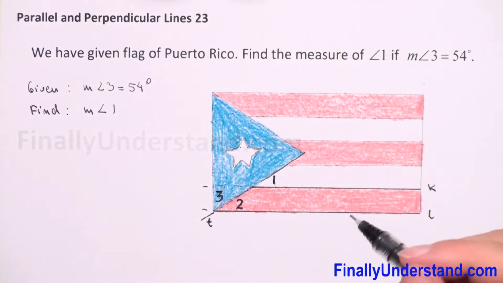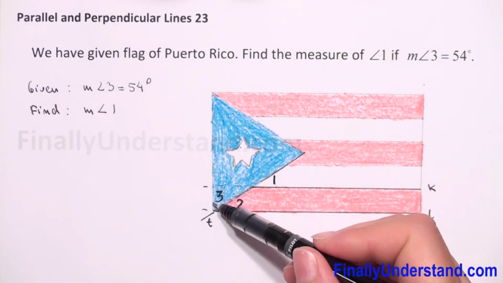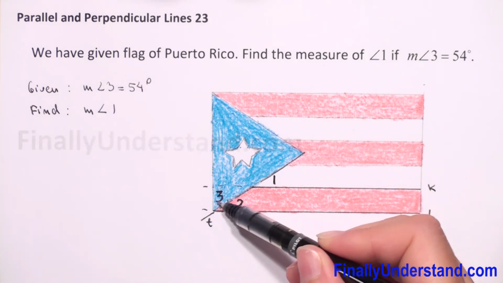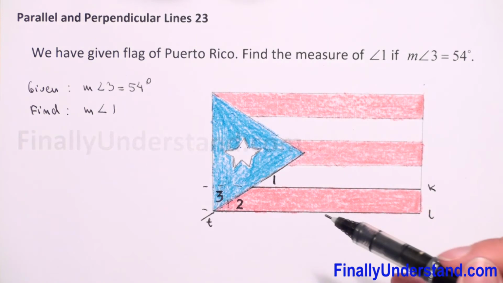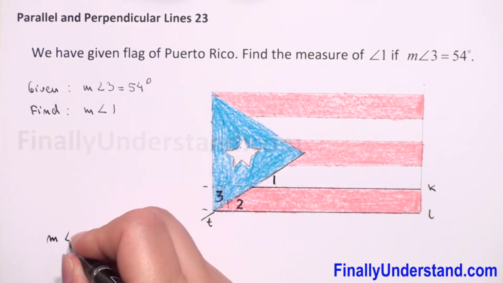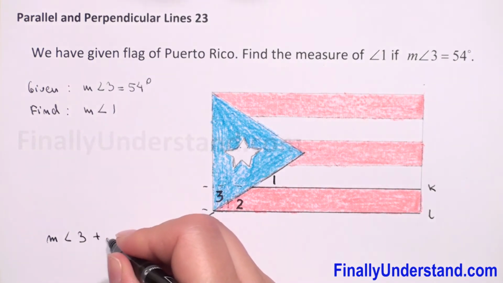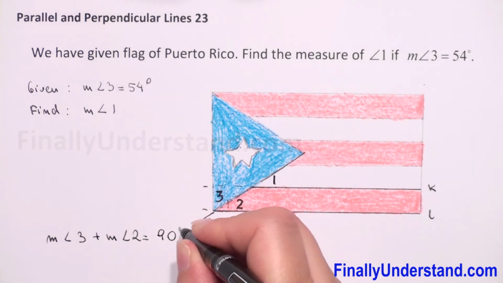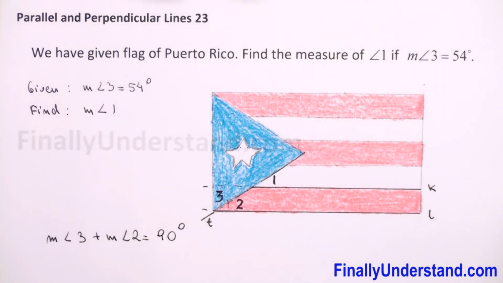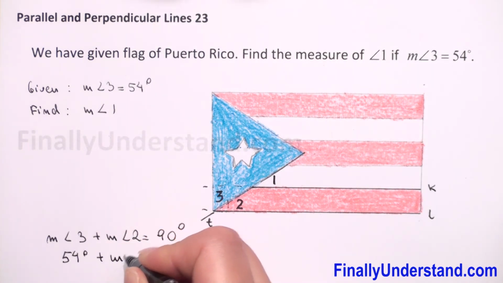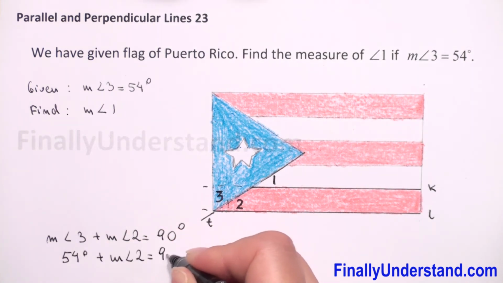What else do we have in this picture? We know that this angle is a right angle. It has 90 degrees. So we can write that the measure of angle 3 plus the measure of angle 2 is 90 degrees. We are given the measure of angle 3, so we have 54 degrees plus the measure of angle 2 is 90 degrees.